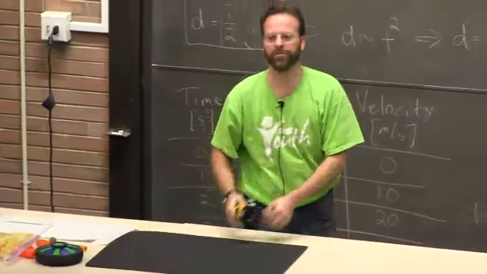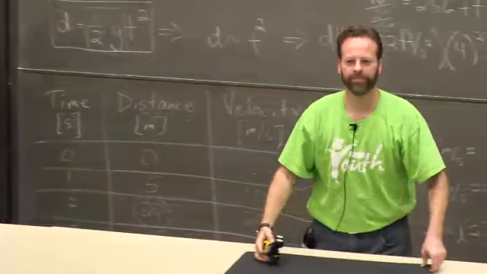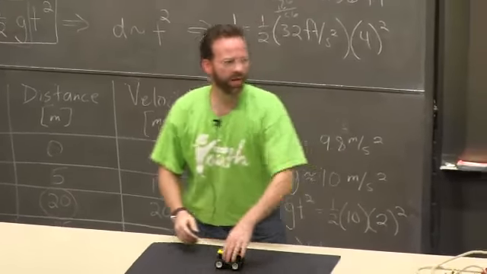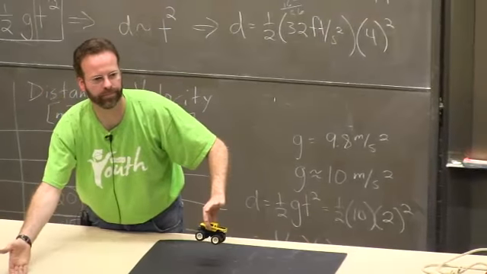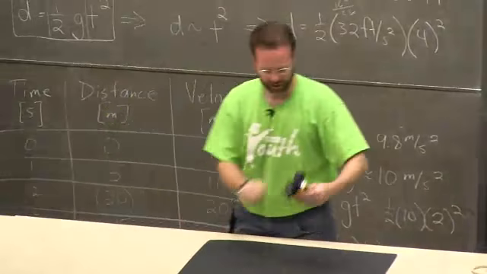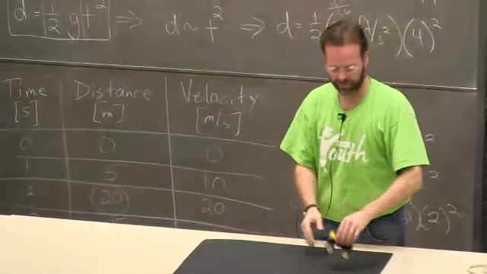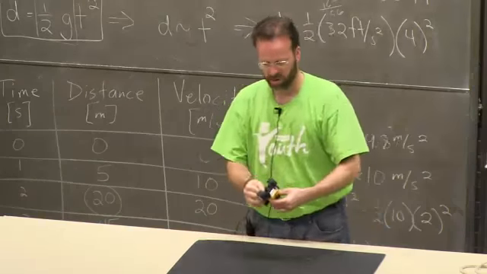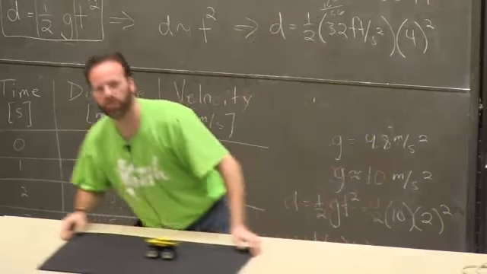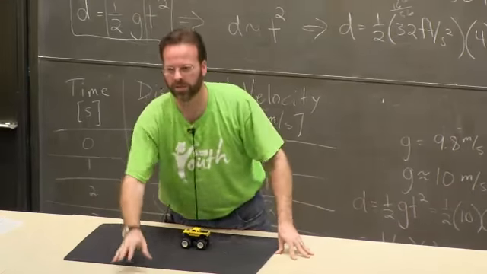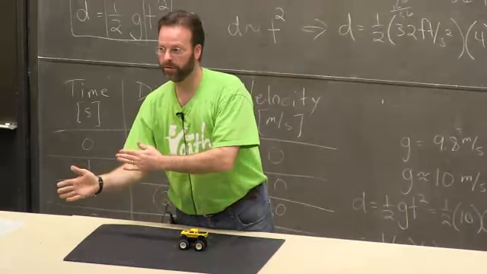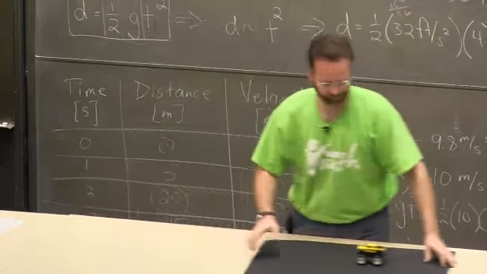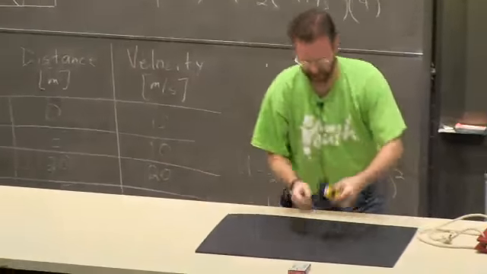Now what do you observe? Yeah, it's going faster relative to the table. What would its velocity be between this and the table? 4, because it's going 2 on the board by itself, but the board itself is going at 2. So relative to the table, this is going 4. Do you see that? And one more time.